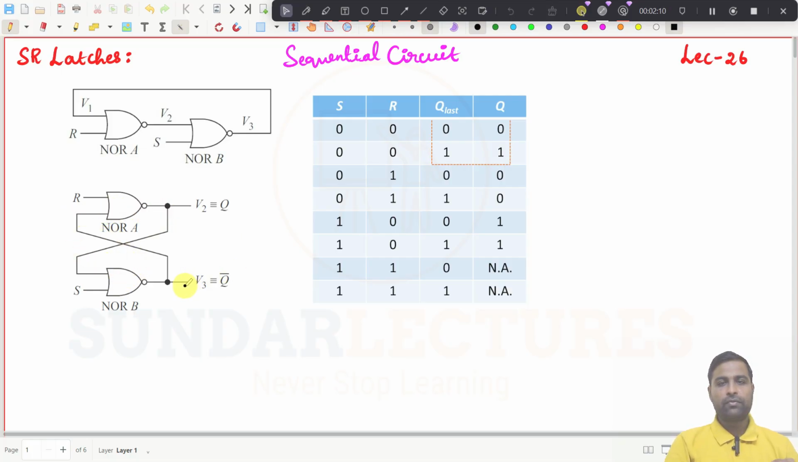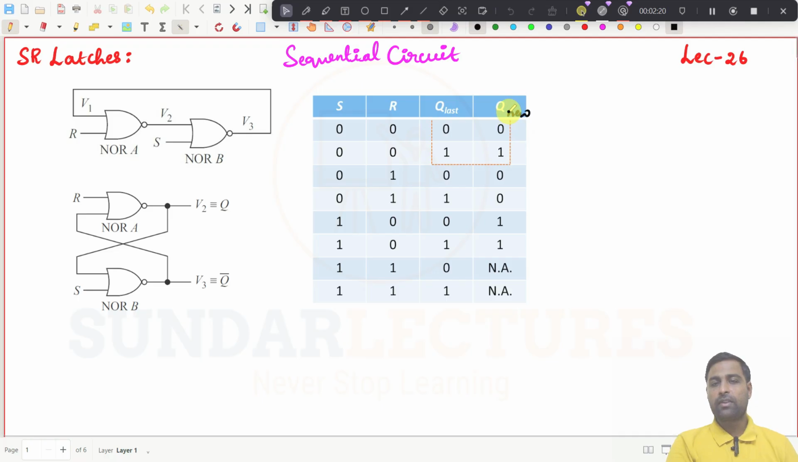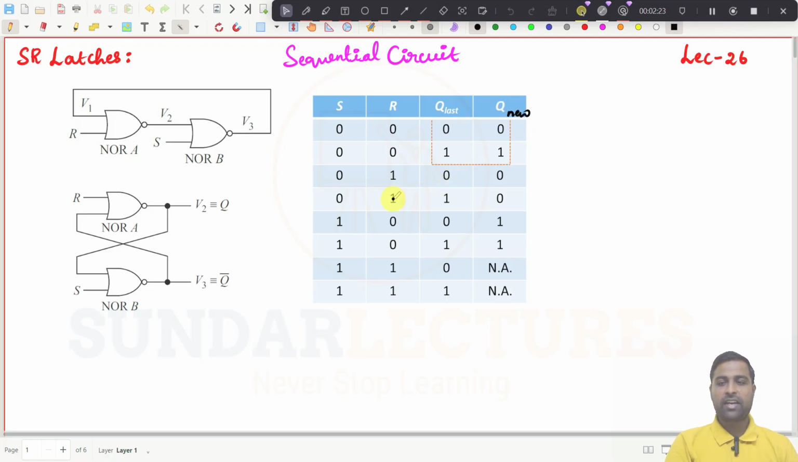Before entering into sequential logic circuits, I will tell you certain terminologies you have to understand. We generally say Q last and Q new, or previous state and present state. Maybe we will call it Q minus and Q plus, which means the previous state and the present state. I may use different terminologies, but don't confuse yourself. It is the previous state and then the present state, that's all. So this is the circuit now.